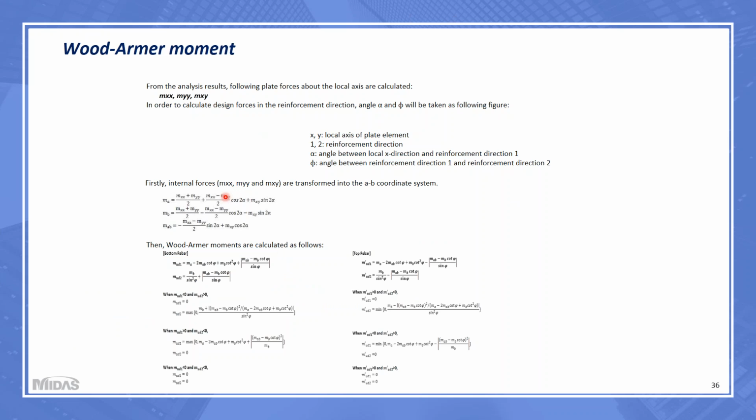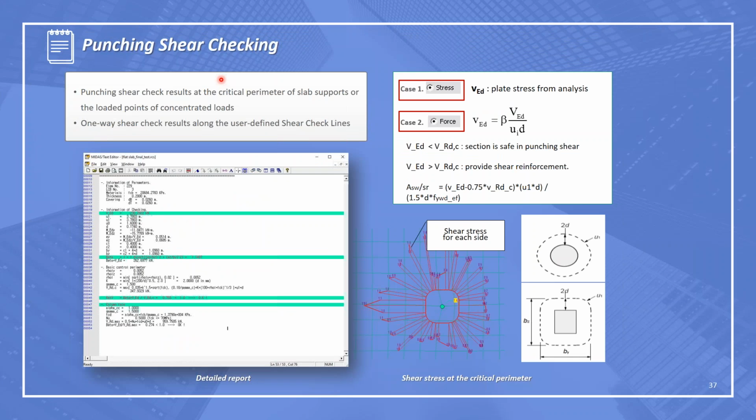And here in the presentation slide, I also mentioned some information about the calculation procedure for wood armor moment. And as we just checked before in the model, for punching shear checking, we have different options, stress and force. So you can see it here.